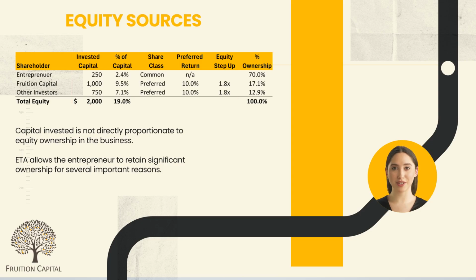Nevertheless, a major appeal of entrepreneurship through acquisition is how much ownership of the business can be retained by the entrepreneur even after raising capital from outside investors. In our example, the entrepreneur is only committing 2.4% of the needed deal capital, but is retaining 70% equity ownership. How can this be possible, and why would outside investors accept these terms? Good questions. Allow me to explain.